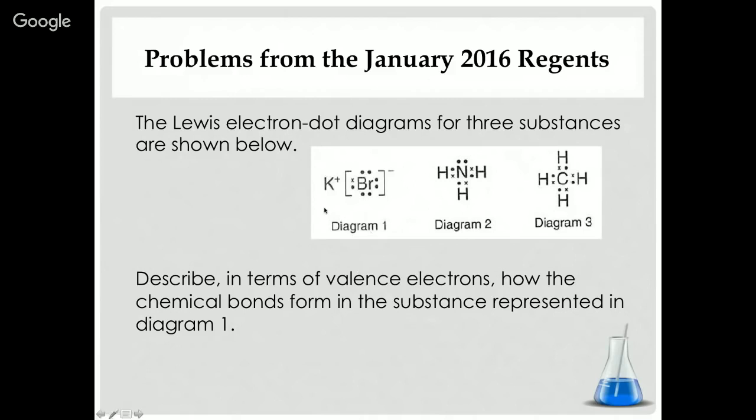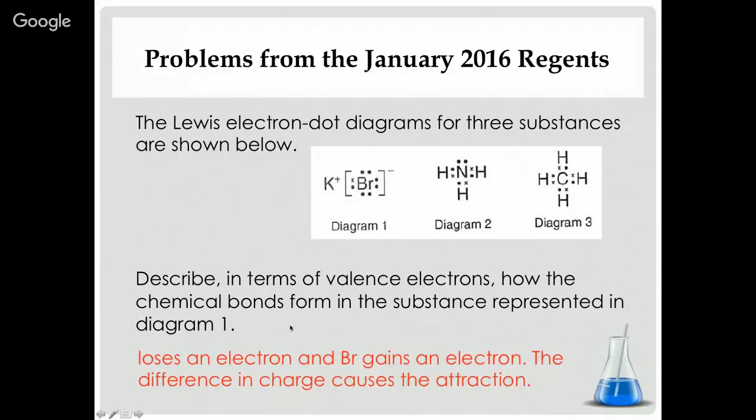Okay, so looking at diagram 1, we see we have potassium, which is a metal, and we have bromine, a nonmetal. You also may notice the fact that it's drawn using the Lewis dot diagram for an ionic compound. So this is an ionic compound. Once we know it's ionic, in terms of valence electrons, the chemical bonds form by a transfer of electrons. Or you can be specific. You can say that potassium loses an electron and bromine gains an electron, if you want to be more specific. Or again, just a transfer of valence electrons.